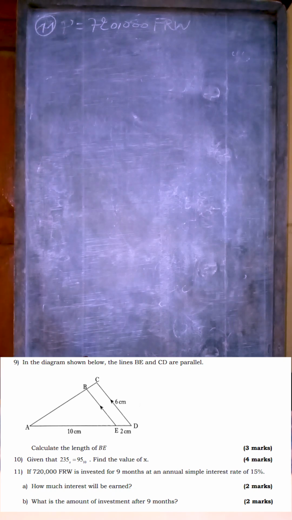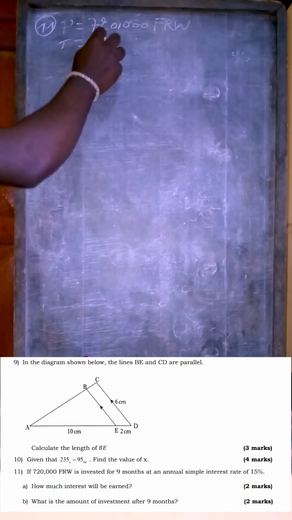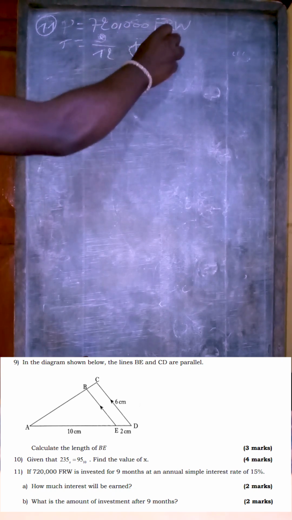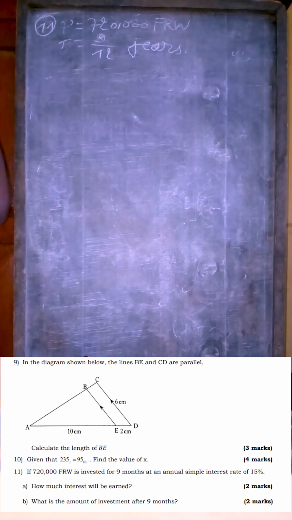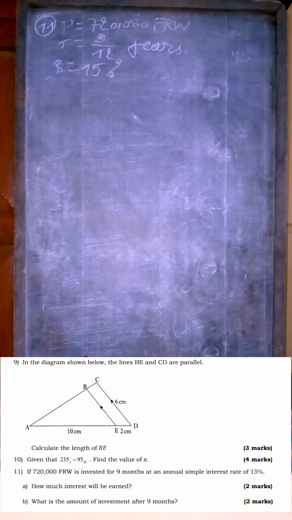If you are given the time in months, you have to check how many years are in those months. Means that the time is equal to 9 months over 12, because we know that 1 year is equal to 12 months. And we are given the rate as 15%. This is the rate we are given. And what is the interest that will be earned?